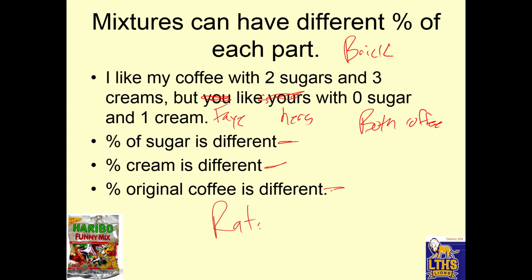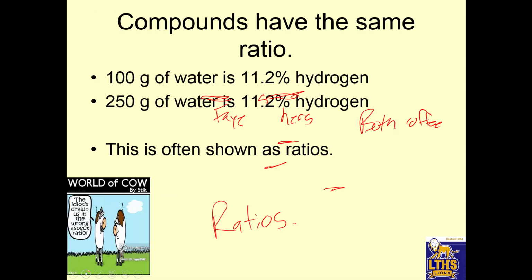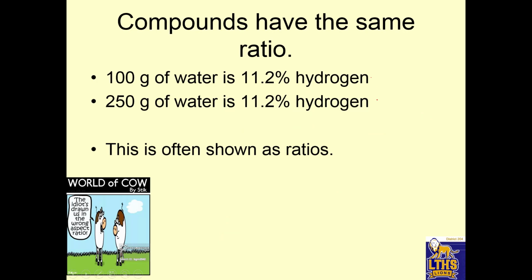And we're going to talk about this in terms of ratios for compounds. Compounds have the same ratio. 100 grams of water is 11.2% hydrogen. So if I were to do a ratio of that, which I'm going to do in a minute, it would be the same ratio of hydrogen to oxygen. 250 grams of water is 11.2% hydrogen. This is often shown as ratios.